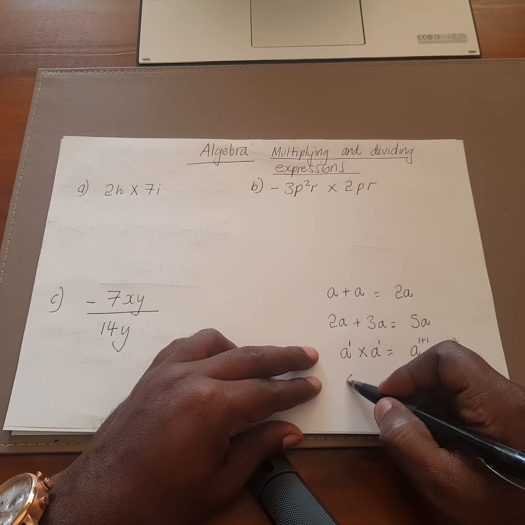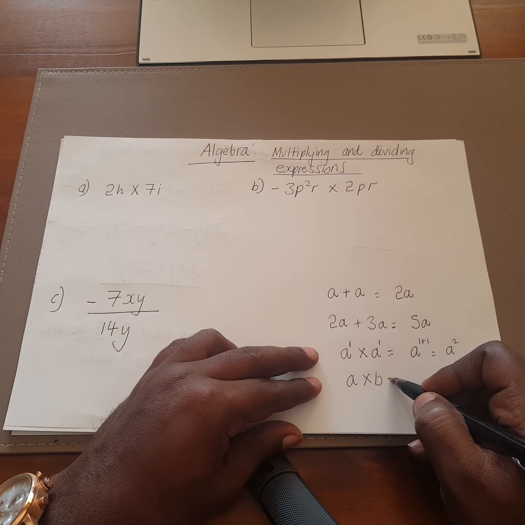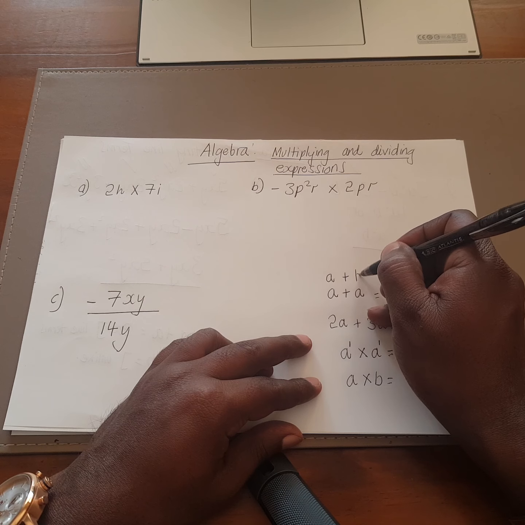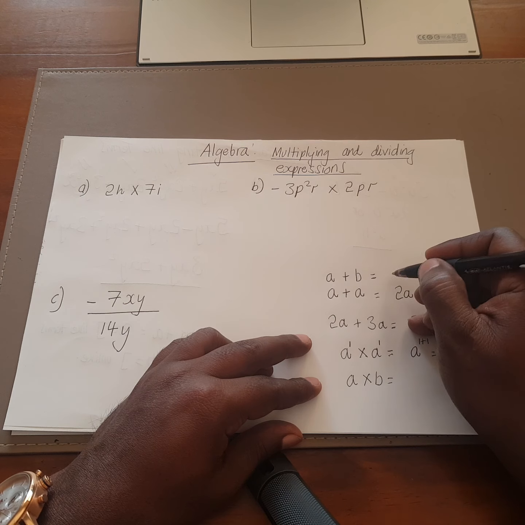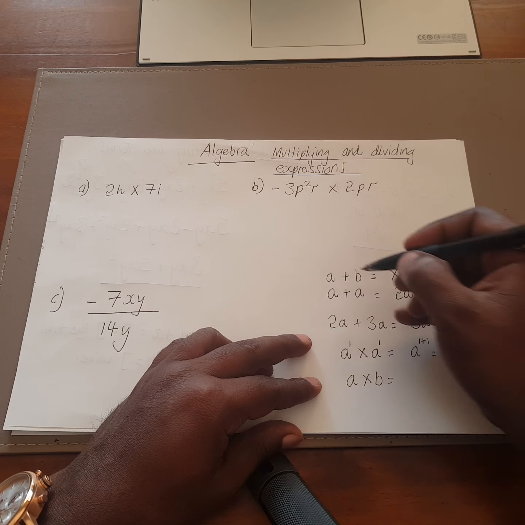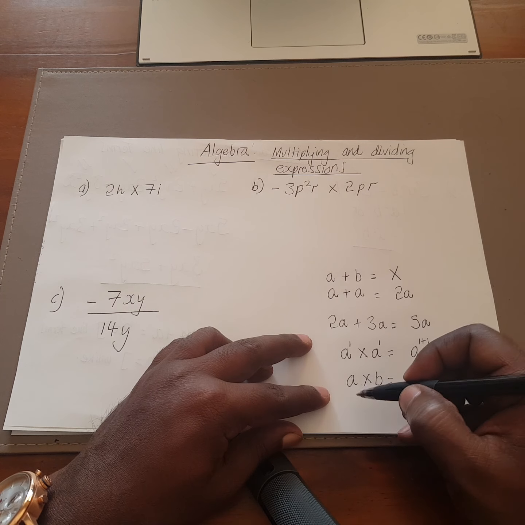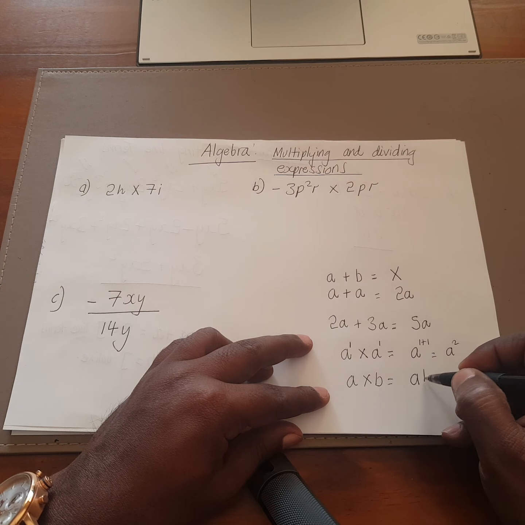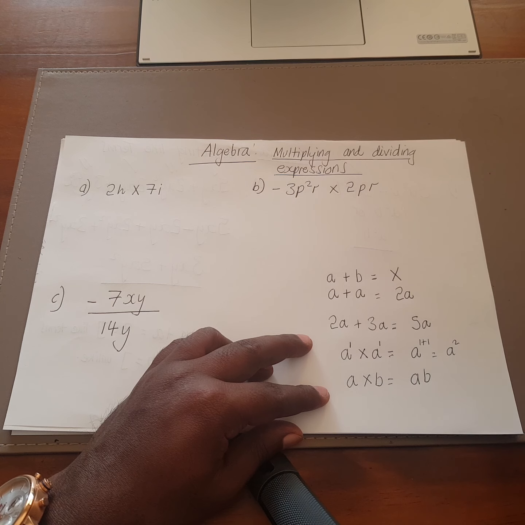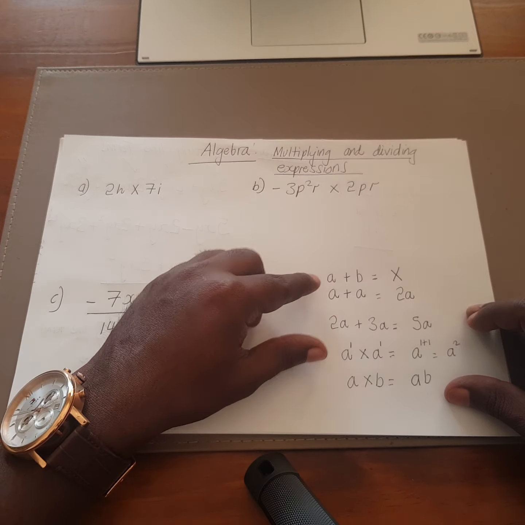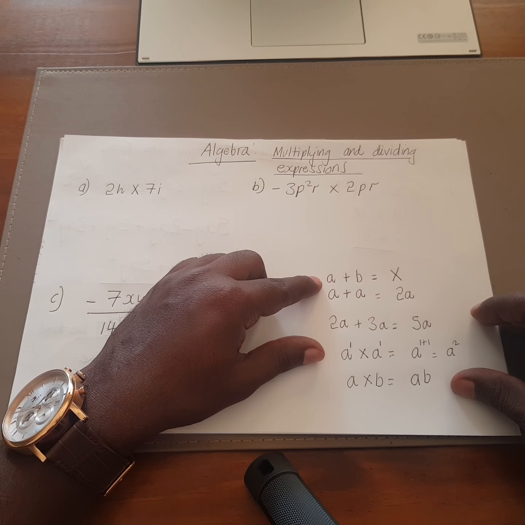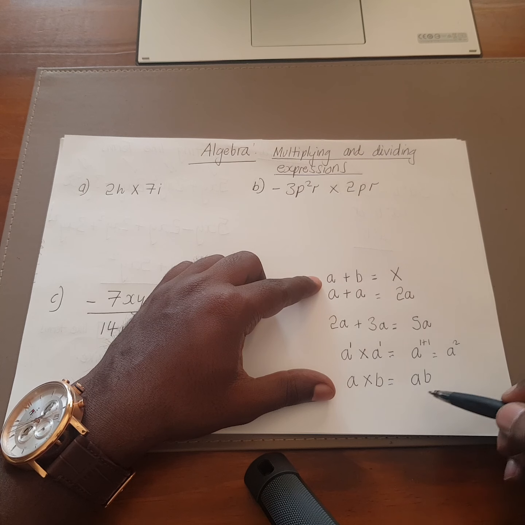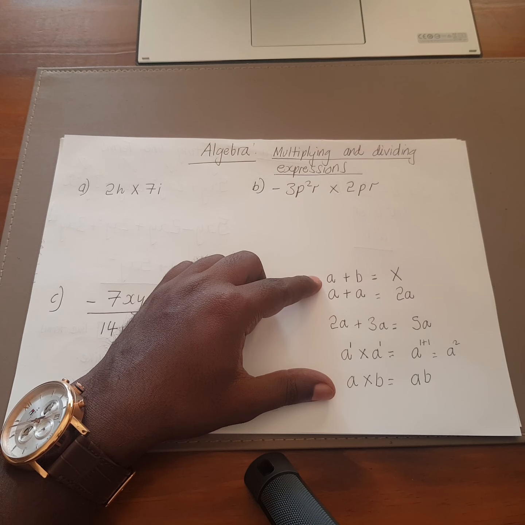Let's say you've got a times b, for example. Now we know very well if I was to put a plus b, you can't simplify that because they're unlike terms. However, when you've got a times b, you can simplify that and that becomes ab. So please be mindful that in addition and subtraction you cannot simplify unlike terms, but in multiplication you can simplify and therefore the answer becomes ab.